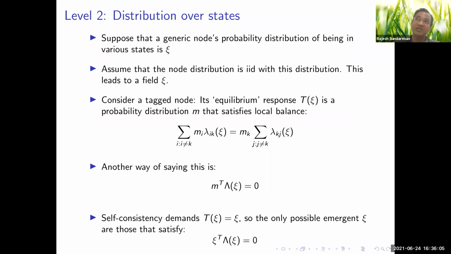And therefore, instead of looking at collision probabilities, etc., which are macroscopic variables, we can look at the distribution over states and demand this particular response at equilibrium. That response at equilibrium satisfies the fixed point equation T of xi equal to xi, which one can write as this. And so the only emergent xi for the system are those which satisfy this particular equation. We'll see this and interpret this a little better in later slides. But this is the fixed point equation at the level of distribution over states.